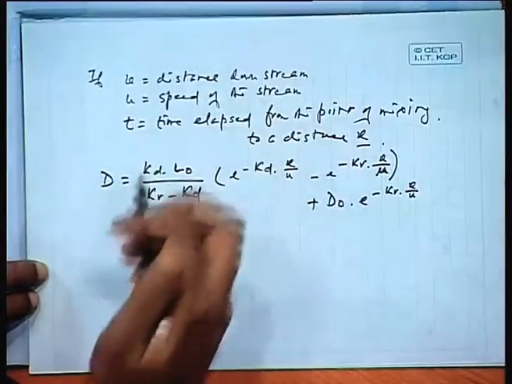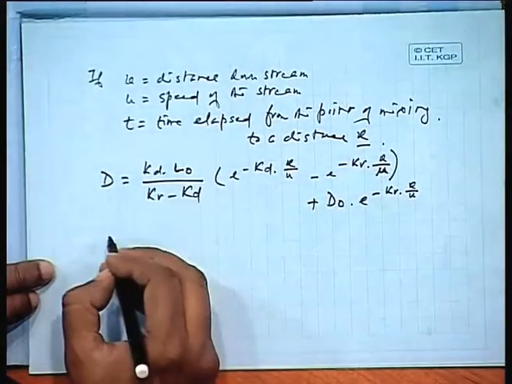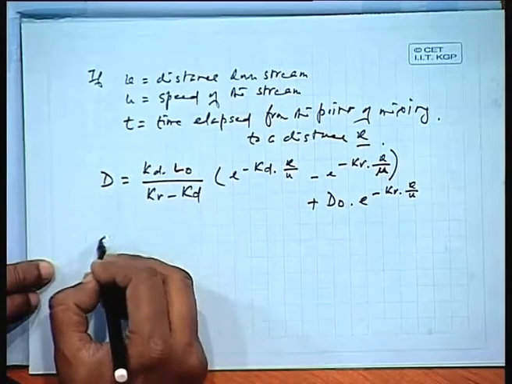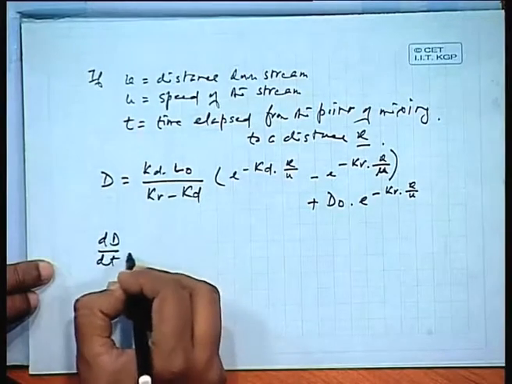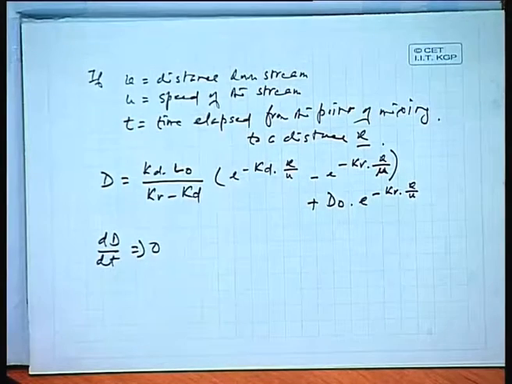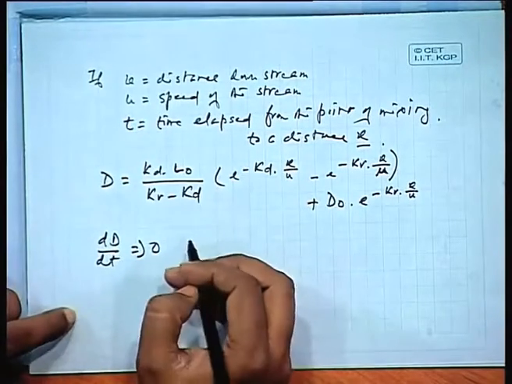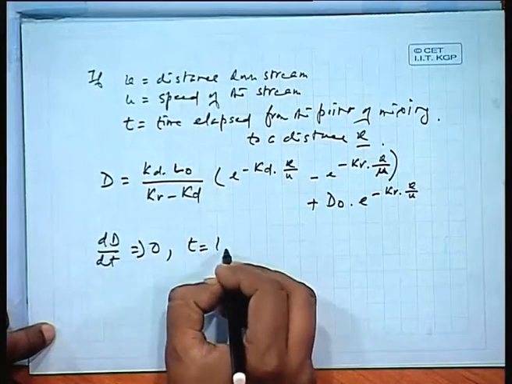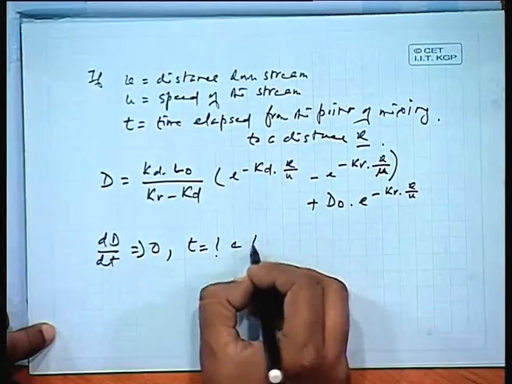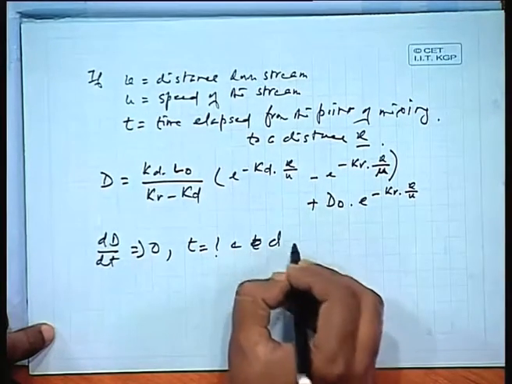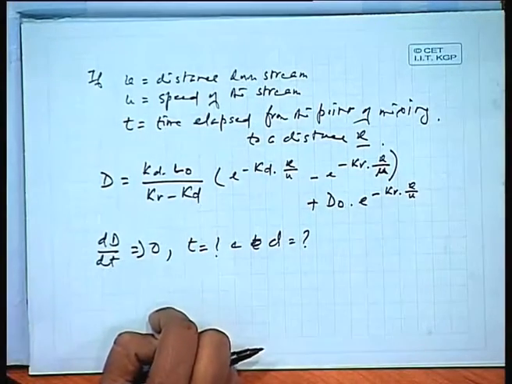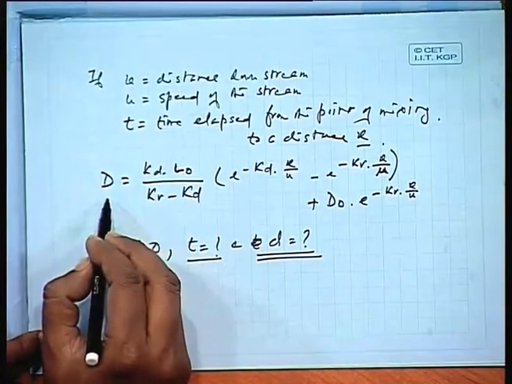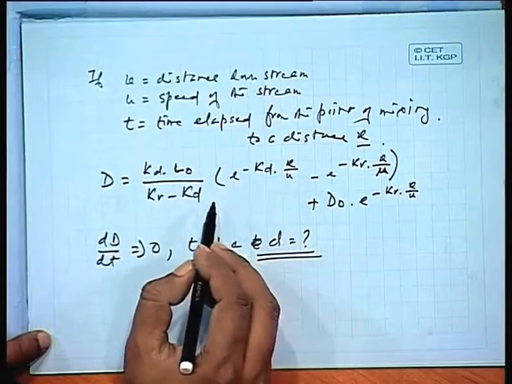So if you want to find when the deficit would be maximum, it can be found by setting dD/dt equal to 0. Equating this to 0, you can find the time, and if we can find the time, we can also find the distance. You should try it yourself. It's very simple; you will obtain the value very easily.